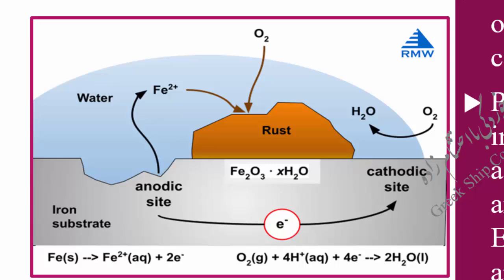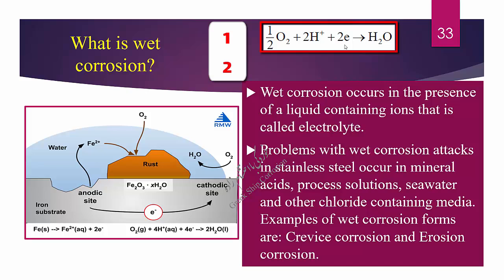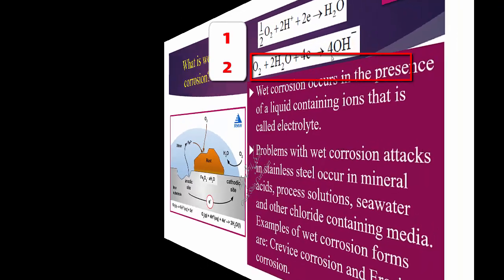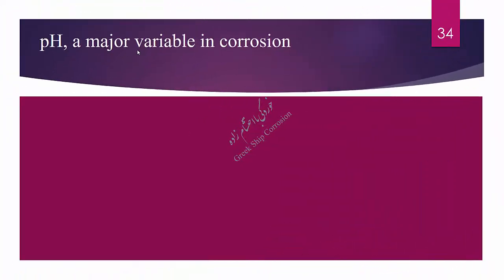Oxygen reduction in acidic solutions is based on this reaction, and oxygen reduction in neutral solutions is based on the second reaction. pH, a major variable in corrosion.